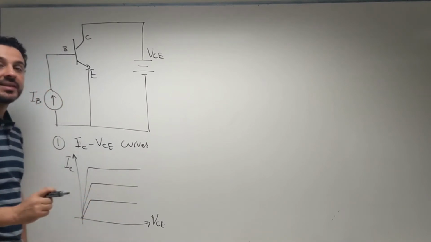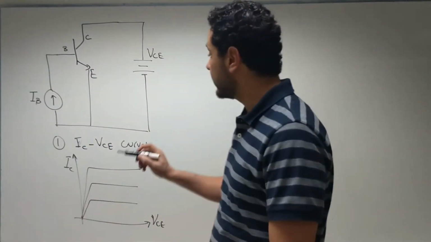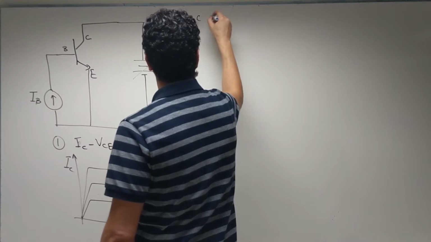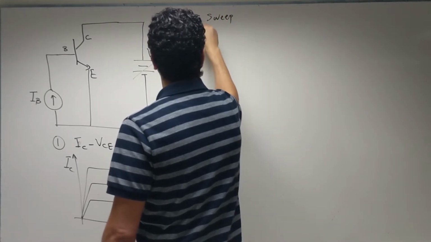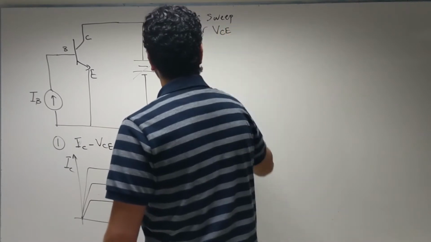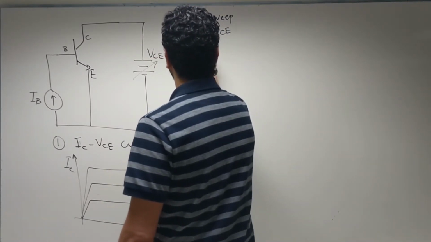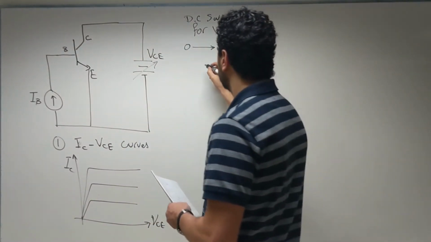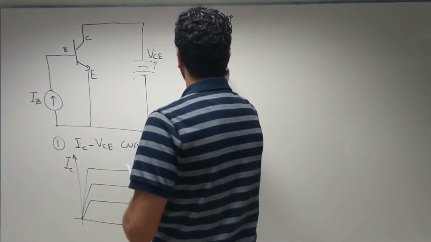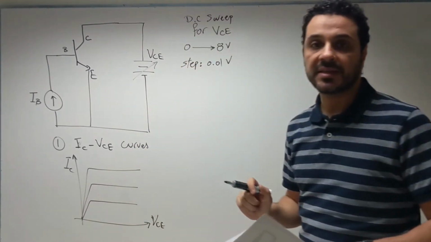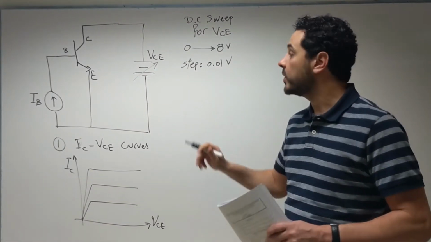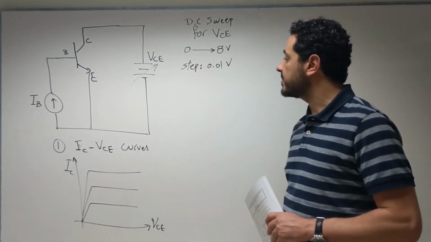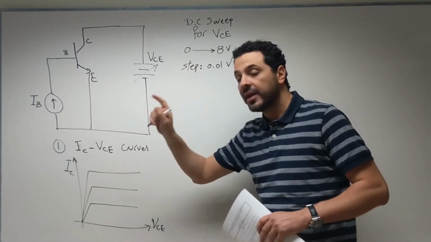So we have here to do a DC sweep. We'll do a DC sweep for the voltage source VCE, and we are going to change the values of VCE from 0 to 8 volt with a step size of 0.01 volt. So this is the first step. This should give us only one curve.